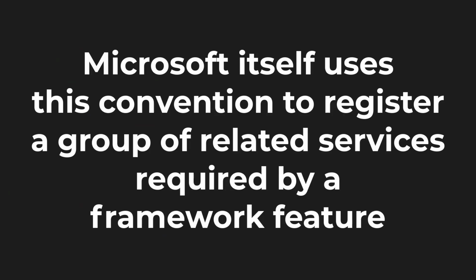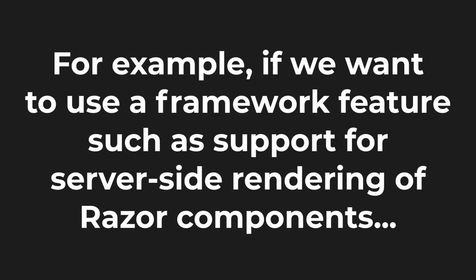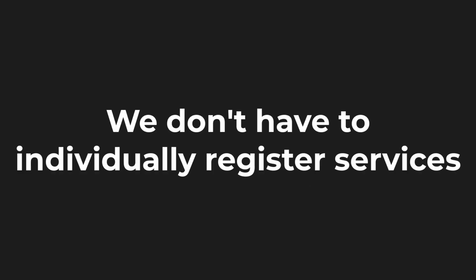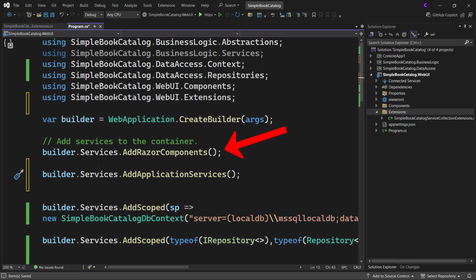Now Microsoft itself uses this convention to register a group of related services required by a framework feature. For example, if we want to use a framework feature such as support for server-side rendering of Razor components, we don't have to individually register services. Instead, we can use the addRazorComponents extension method provided by the ASP.NET Core framework, and that method takes care of all of those registrations for us.